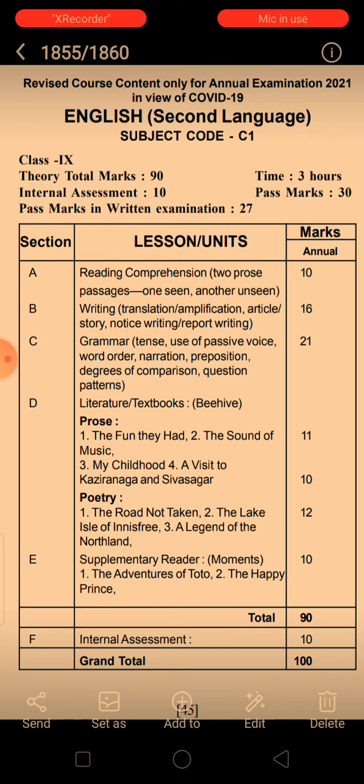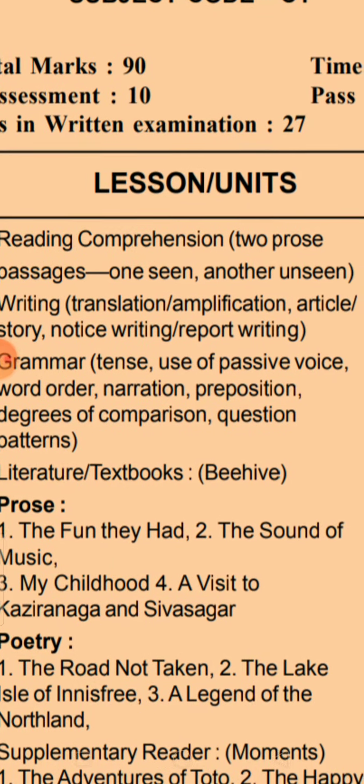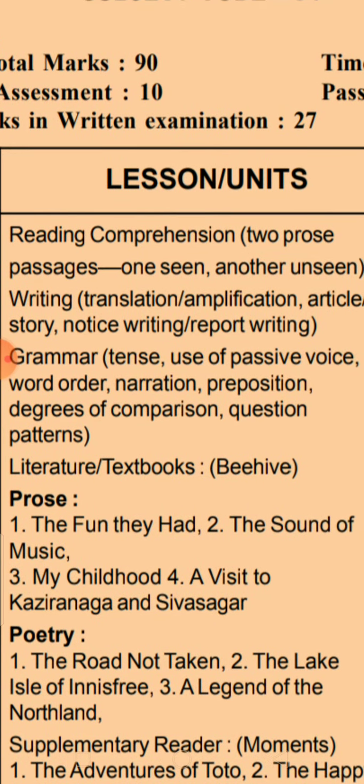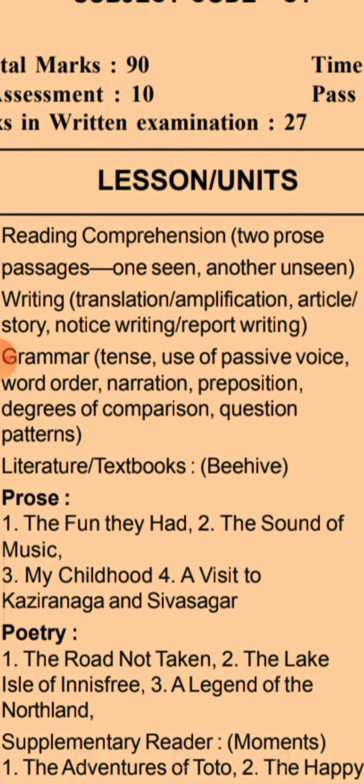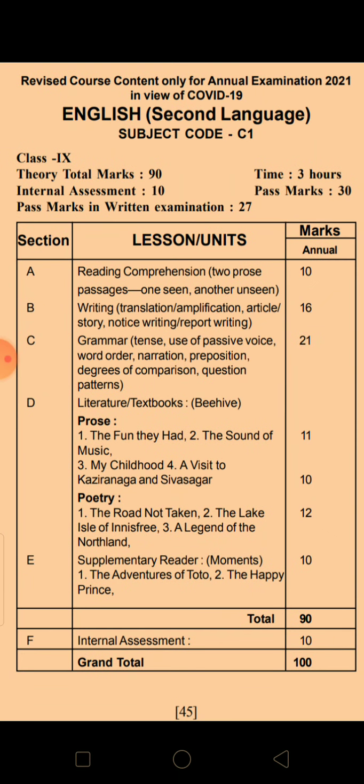If it is 5, 2 marks each. If it's 6, there will be one question which has 1 mark. Then this Part B would be writing and translation, amplification, articles, story writing, notice writing, report writing. Among these, for those who are doing the Karbi Anglong syllabus, you would not need to do your translation or amplification. There would be articles that you need, story, notice writing, or report writing, and that would carry 16 marks.